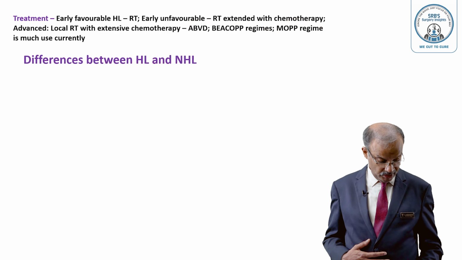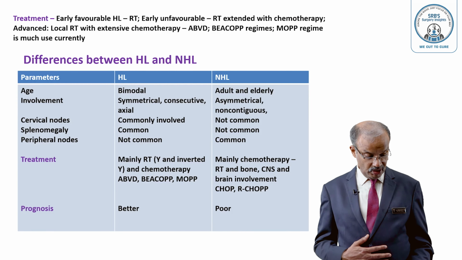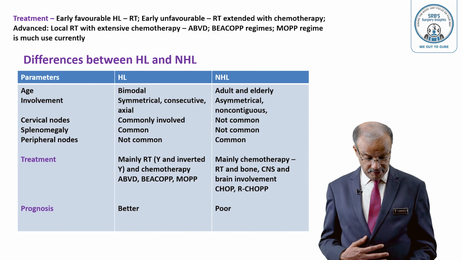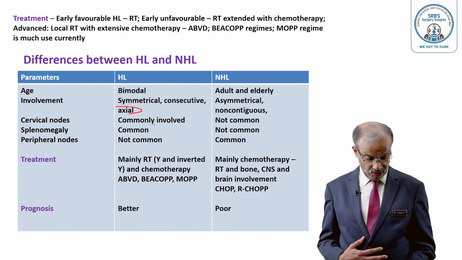So the differences between these two are things you have to remember. HL is bimodal, adult, asymmetrical, symmetrical, consecutive, non-contiguous, axial lymph node. So neck nodes are commonly involved; the other is not common.